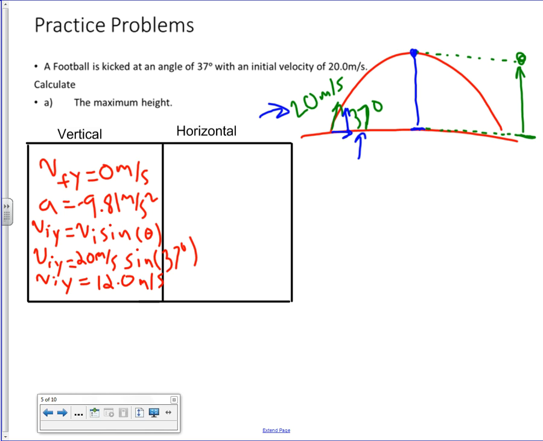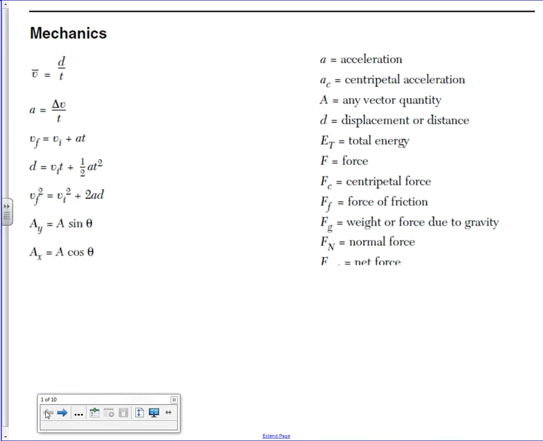Okay, so then we are looking for the maximum height. So that's our displacement in the y direction, that's our question mark. I'm looking for an equation that has VF, A, VI, and D. I could memorize it, or I could just say I know where these are in the reference table, and I just have to find an equation that has VF, VI, A, D.